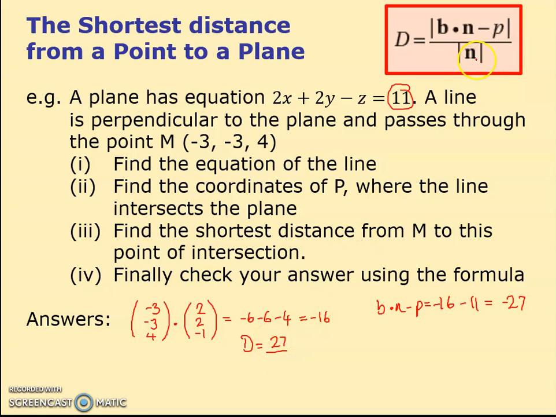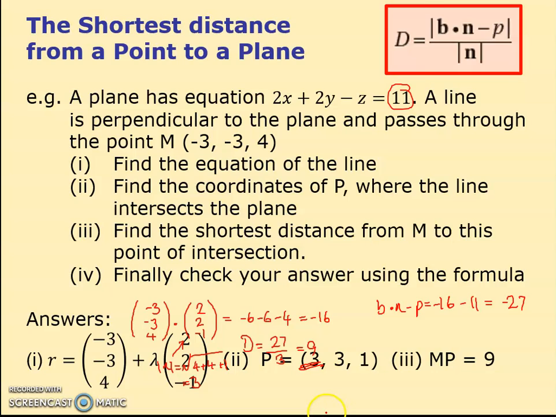Oh, I've still got to work out the normal. So if I do the magnitude of the normal, the square root of 2 squared, which is 4, plus 4 plus 1, that's actually 9. It's got to be square rooted, so really that's 3. So 27 over 3 is 9. And of course, that's what I got before. So it highlights the fact that these formulas work, and we can basically use them in the exam. There's the 9 again for confirmation.